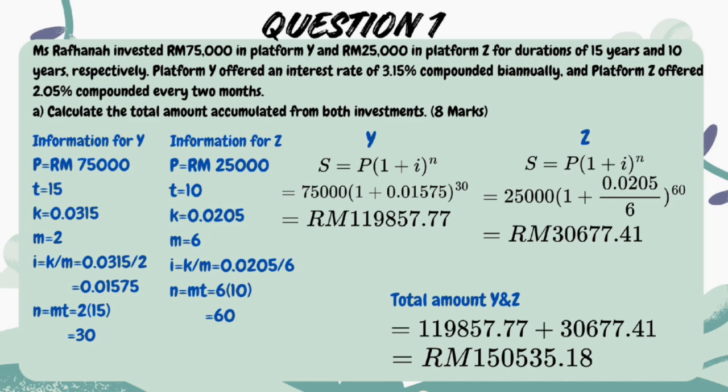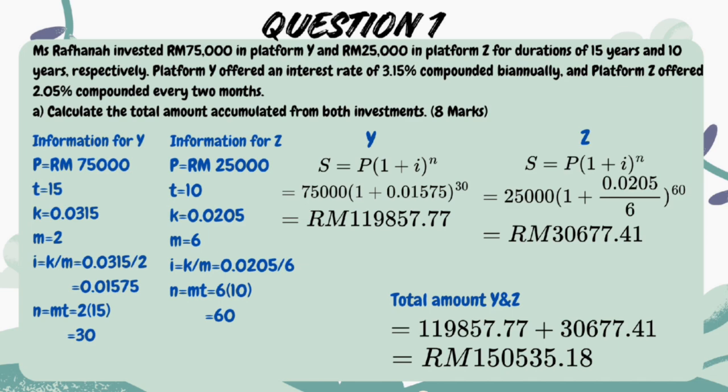And we search for the future value for Z. We use the same formula. S equal to P times (1 plus I) to the power of N. So 25,000 ringgit times (1 plus 0.0205 divided by 6), and the power of N is 60. The answer is 30,677 ringgit and 41 cents.